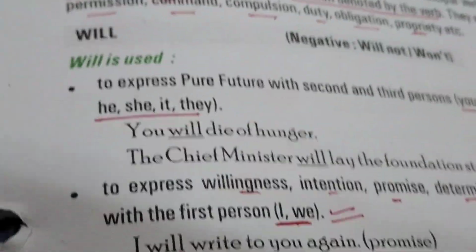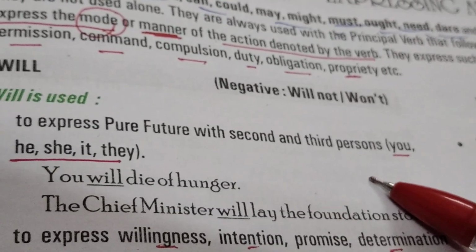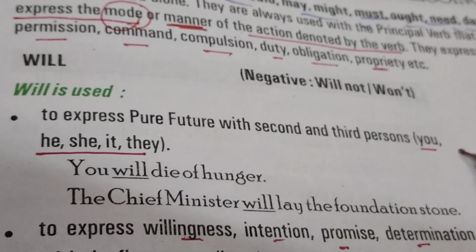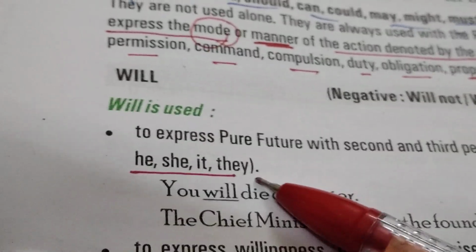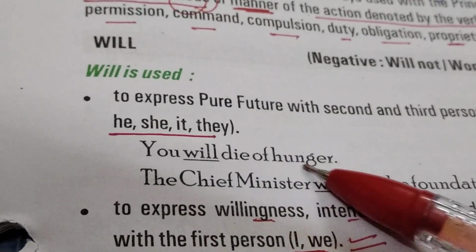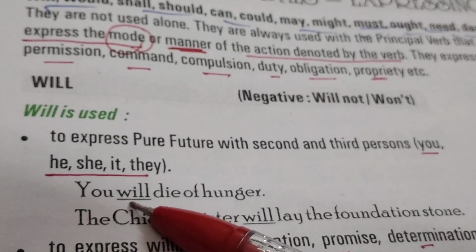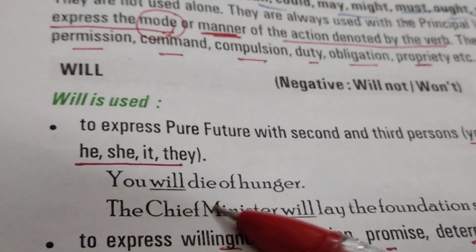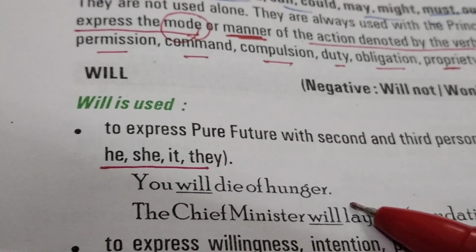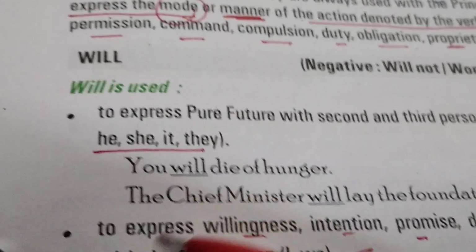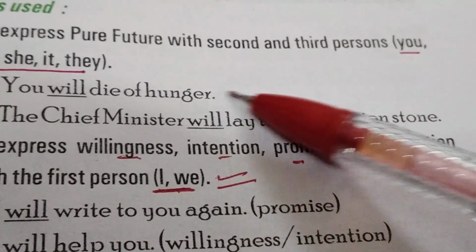Will is used to express pure future with second or third person. Now second and third person means you, that is second person, and he, she, it, they, third person. You will die of hunger. Now will is a modal, and as I told you earlier, modals are always used with the principal verb. The principal verb follows them, so the principal verb is die here. You will die of hunger. This is telling the future. The chief minister will lay the foundation stone. Will, that means future action.